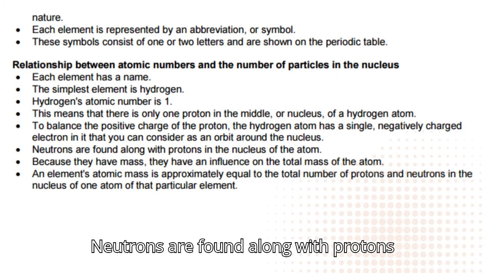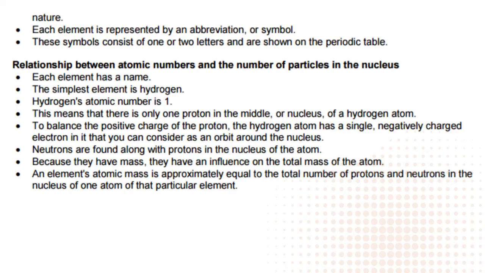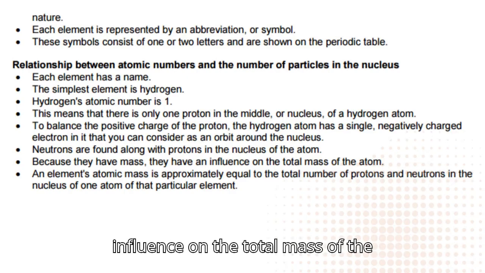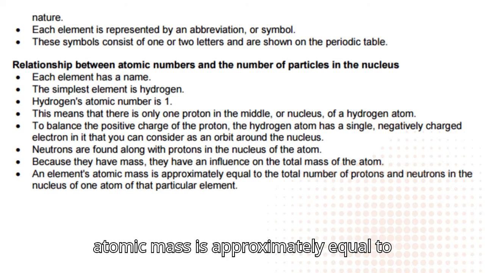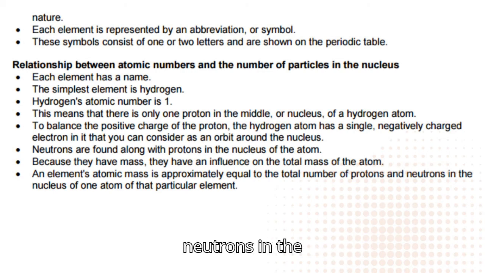Neutrons are found along with protons in the nucleus of the atom. Because they have mass, they have an influence on the total mass of the atom. An element's atomic mass is approximately equal to the total number of protons and neutrons in the nucleus of one atom of that particular element.